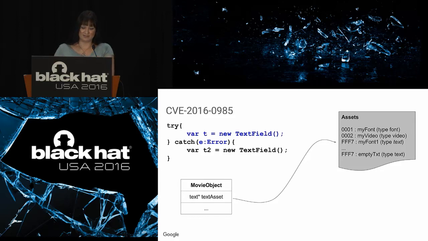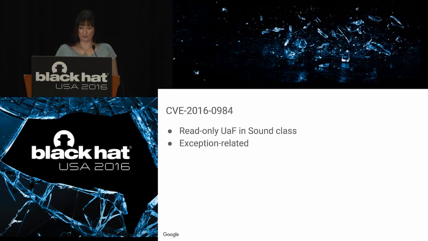But unfortunately, because this isn't a fatal error, you can catch it. And then you can create a text field again. But now the type of this font has been corrected, so now this text asset points to something that is not a text field, it's actually a font. And then this is a type confusion vulnerability.